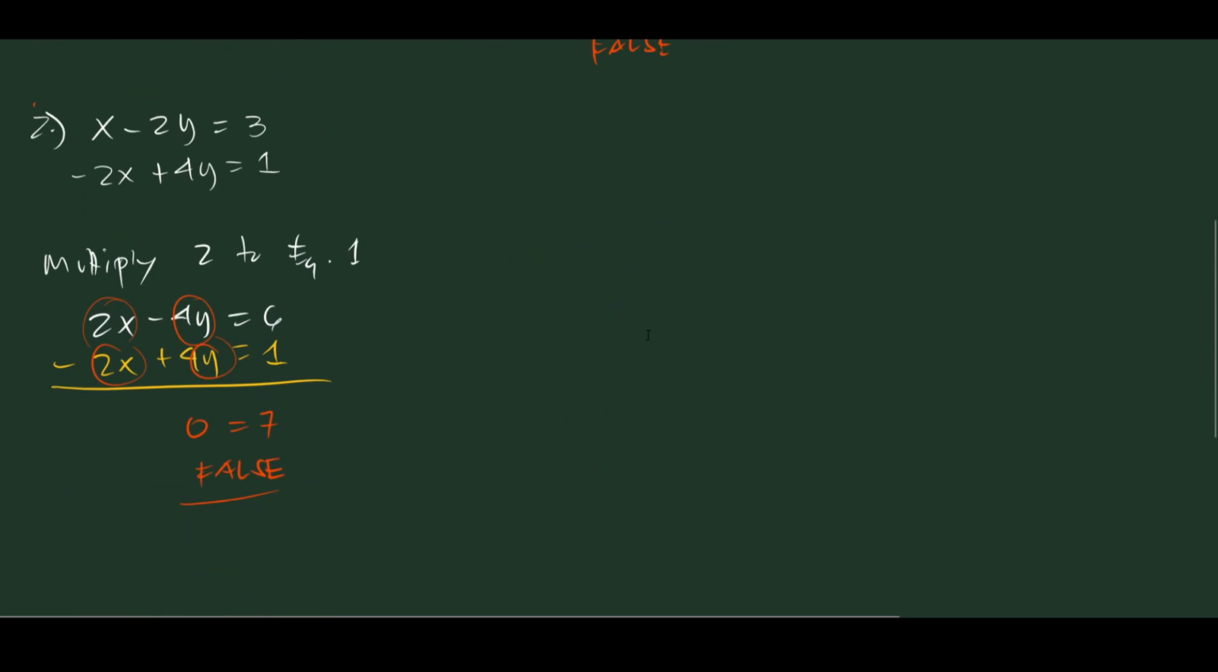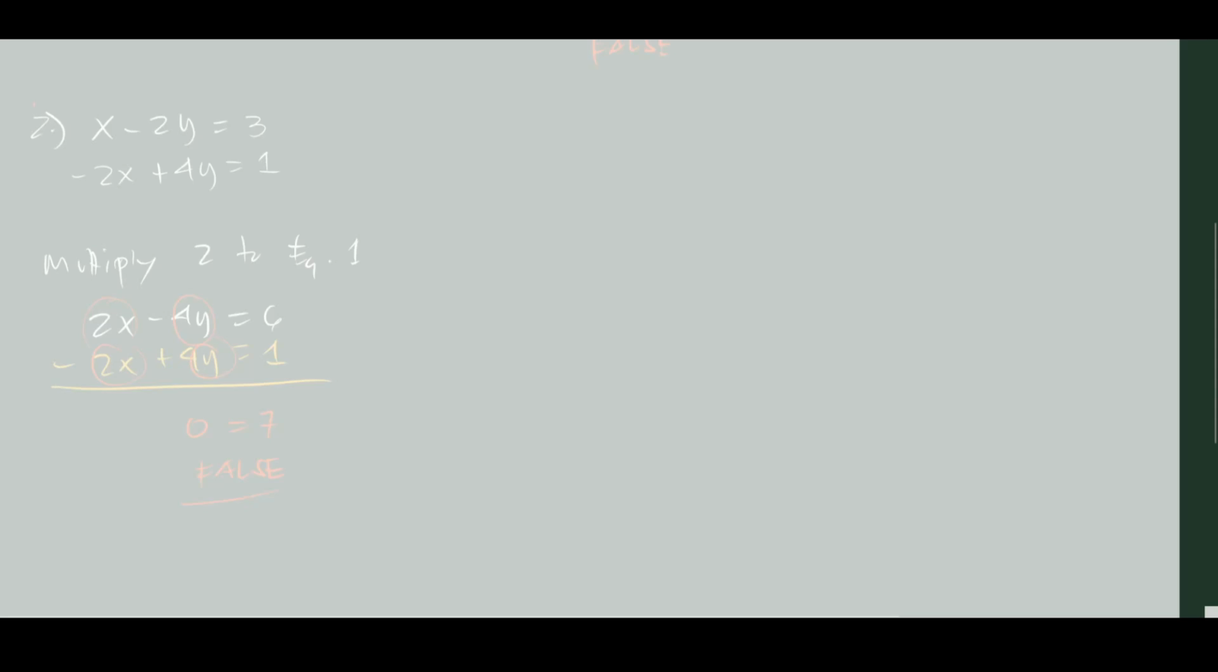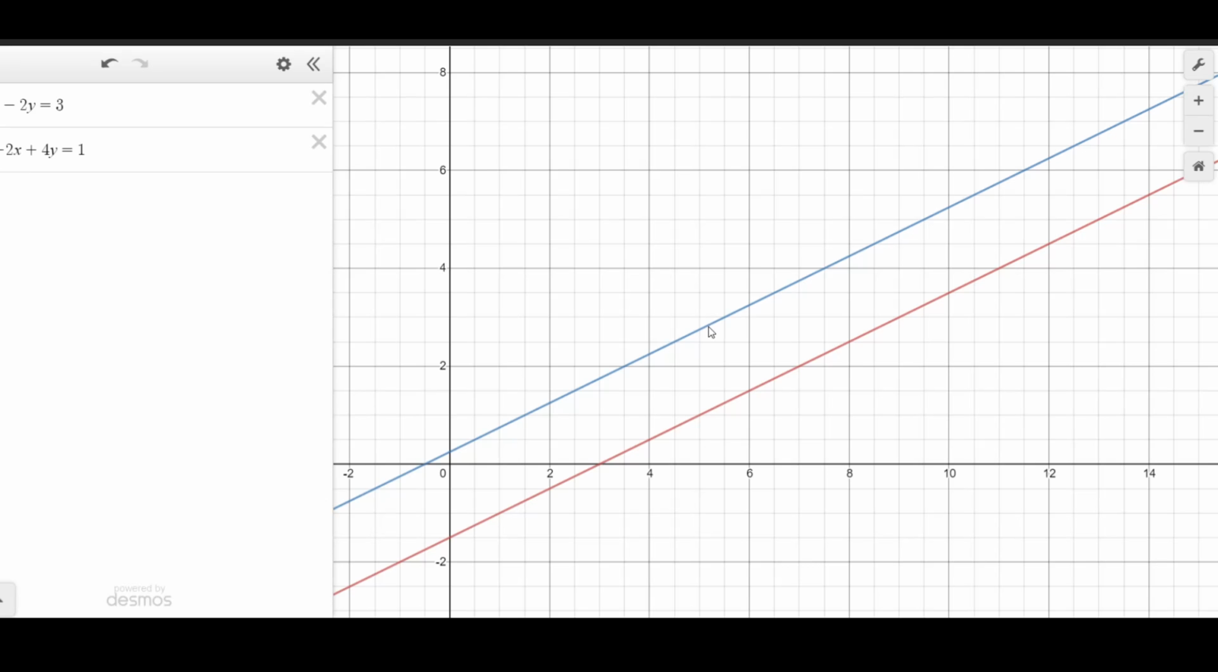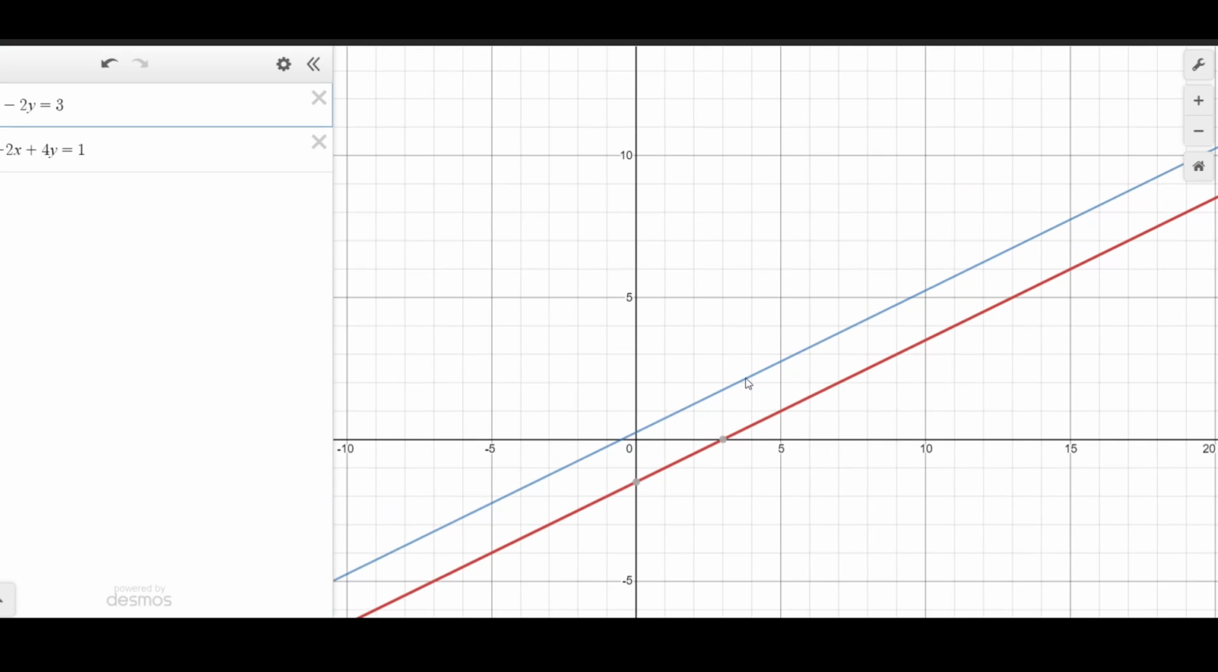So let's see what's going on using the graphical method. As you can see here, these lines are parallel. If they are parallel, it means that they have the same slope, right? If they are parallel, they have no intersection point. Therefore, there is no point that satisfies both equations. Therefore, we have no solution.